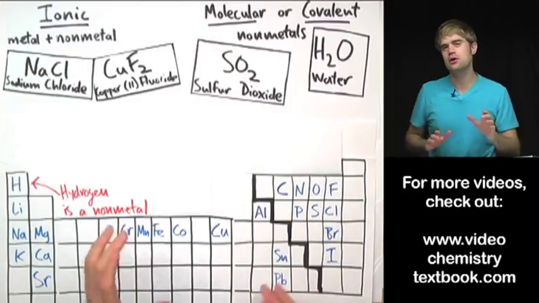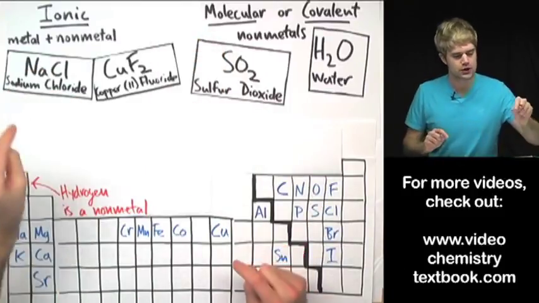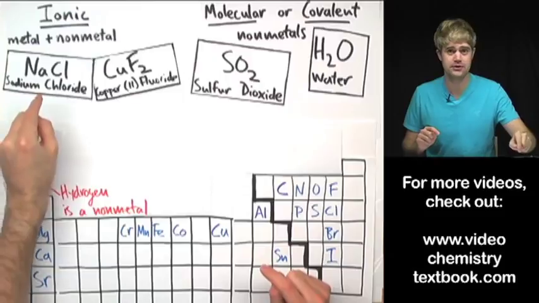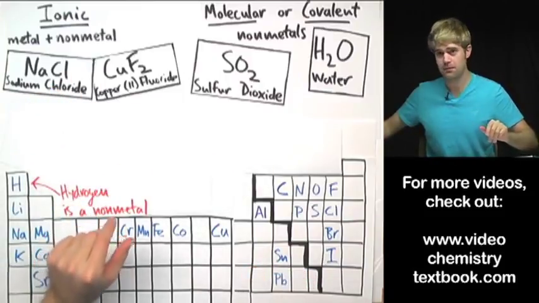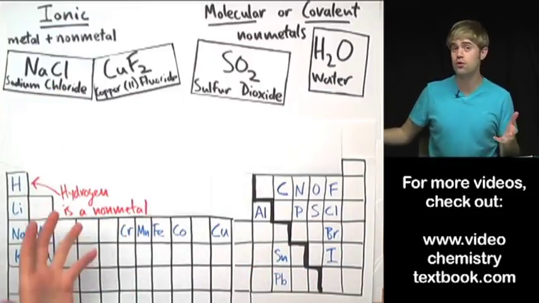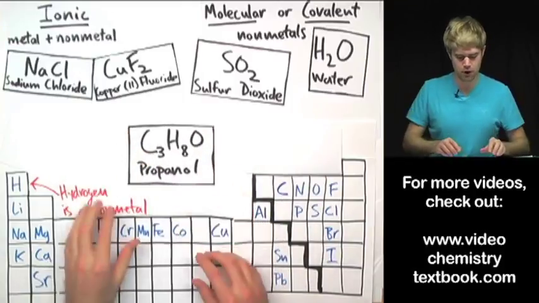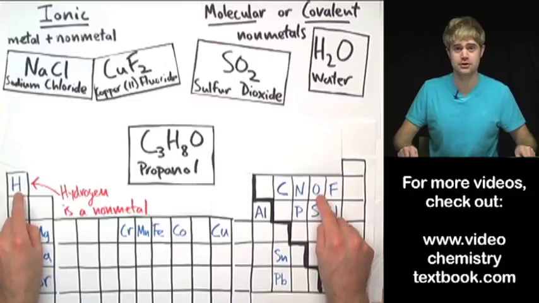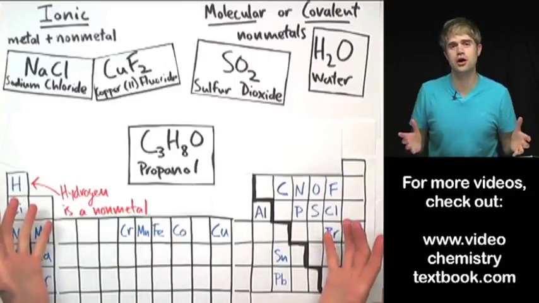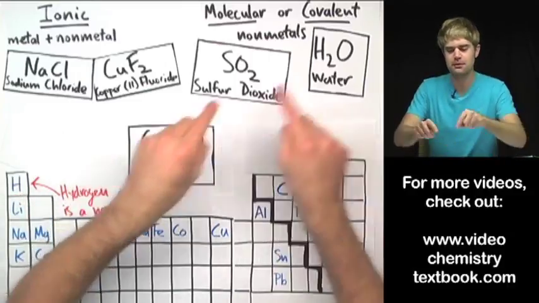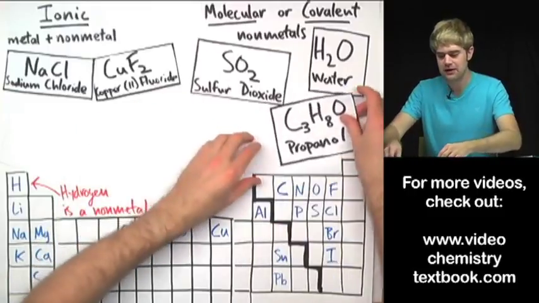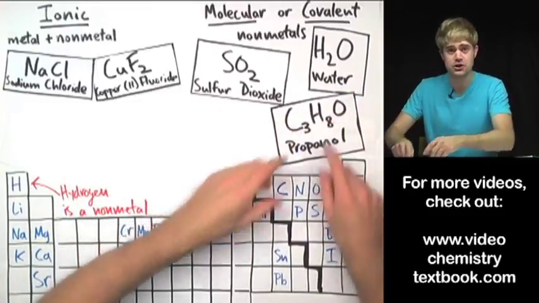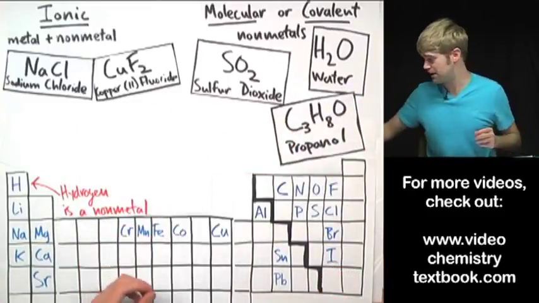Okay, let's look at a few trickier examples. So far, we've only looked at compounds that have two elements in them, but there are a lot of compounds out there that have more than two elements in them. So propanol, for example, is made of carbon, hydrogen, and oxygen. All three of these are nonmetals, though, so this is still a molecular or covalent compound, even though it has a bunch of nonmetals in it. Don't be confused by that.